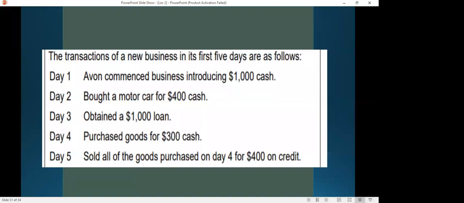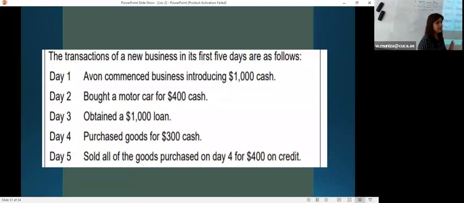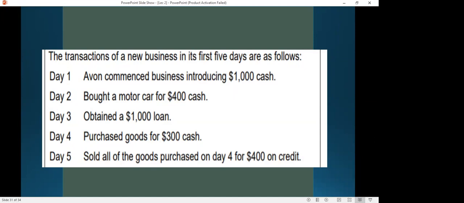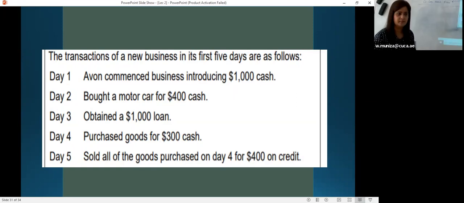Okay, good. In the second transaction, bought a motor car for $400 cash. A motor car has been bought and cash is paid for that. Which thing is increasing in the business? Mariam? You need to keep the business entity concept in your mind. Business has bought a motor car for 400 cash. Mariam, are you there? Yes, ma'am. So which thing is increasing in the business?